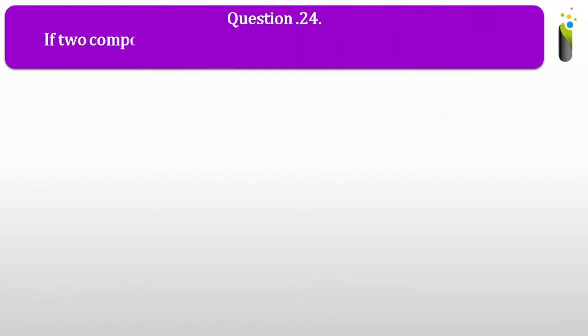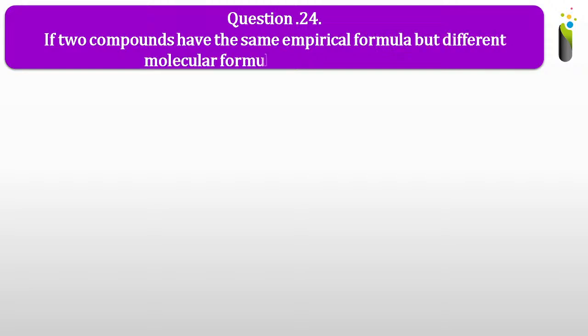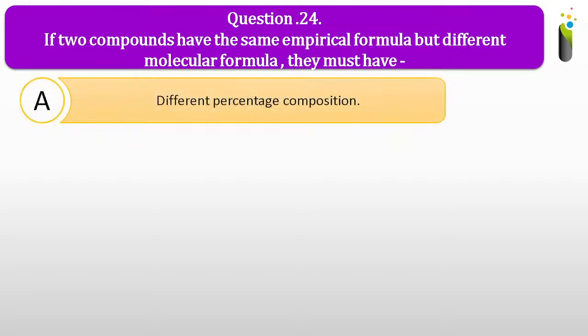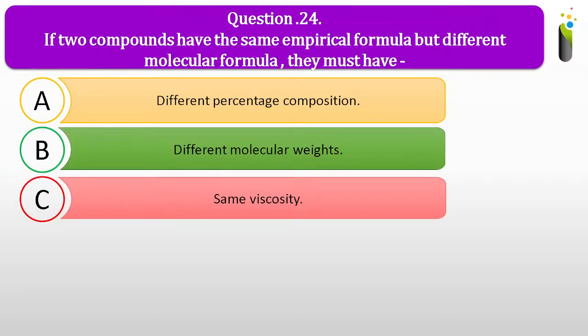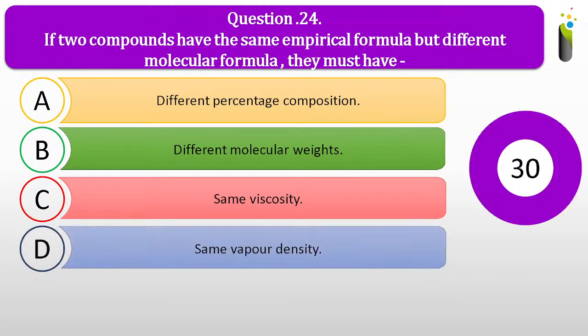Coming to the next question, number 24. If two compounds have the same empirical formula but different molecular formula, they must have dash. A. Different percentage combination. B. Different molecular weights. C. Same viscosity. D. Same vapor density.